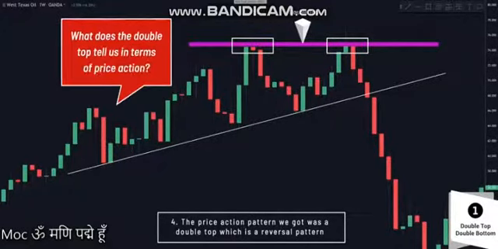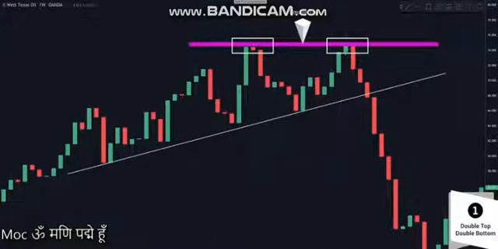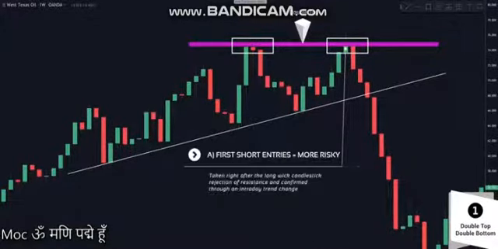Now, what does the double top tell us in terms of the uptrend? Well, it shows that price failed to make a higher high, which means this is a loss of momentum. Now, if you have seen our previous videos, evidently many traders would have taken a trade right at this long wick candle rejection of resistance and then waited for an intraday trend change.